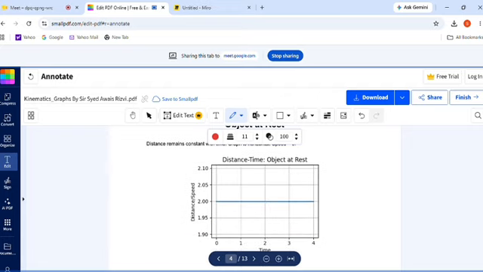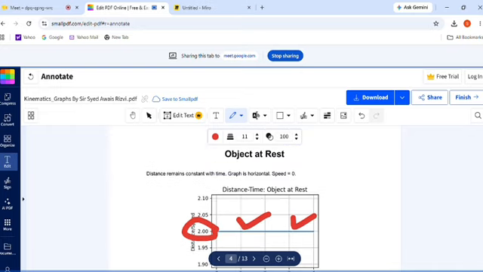Here you can also note that the distance remains the same: 2 meters, 2 meters, 2 meters. Time is passing, 1 second, 2 seconds, 3 seconds, 4 seconds, but the distance remains 2 meters. So there is no change in the distance. The body is not covering any distance, but the time is continuously passing. So we will say that the body is at rest, or we can say that when the gradient is zero, the object will be at rest.